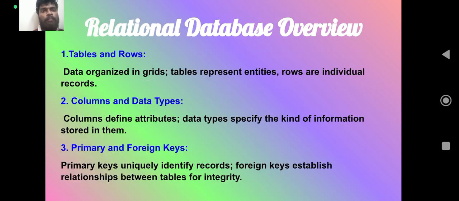And relational database overview. Tables and rows, data organized in the grids, as I told in the previous slide. Okay, tables represent entities, rows are individual records. Okay, columns and data types. Columns define the attribute, and data types specify the kind of information stored in them. Attributes are nothing but the column header. Okay, and the data types are nothing but what kind of data the column stores.